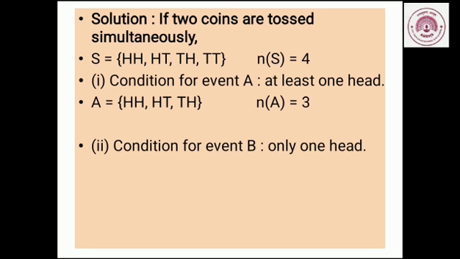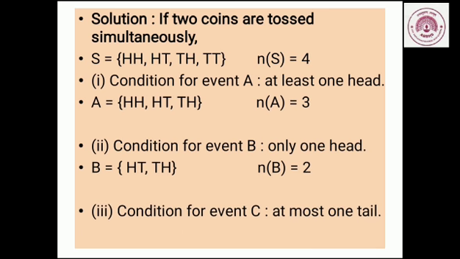Second one, condition for event B: only one head. This time we have to select the outcomes with only one head. There are two outcomes with one head only, that is HT and TH, and therefore B is equal to {HT, TH}. So n(B) is equal to 2.